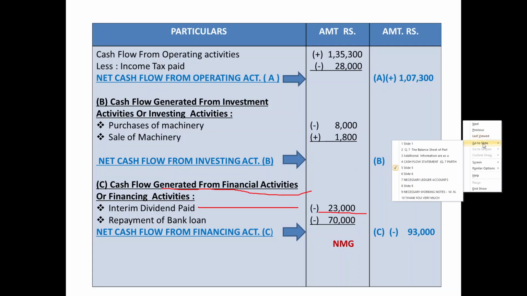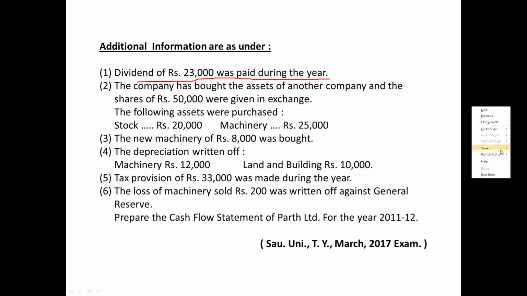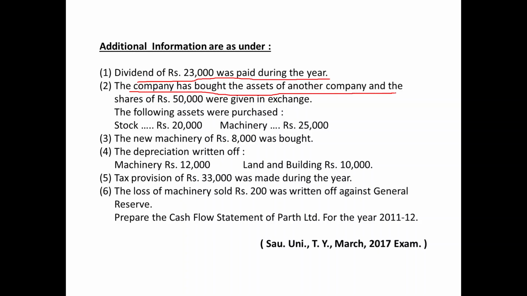Second point, additional information. The new point of the question, as I told you earlier. I am reading the second point. The company has bought the assets of another company and the shares of rupees 50,000 were given in exchange.